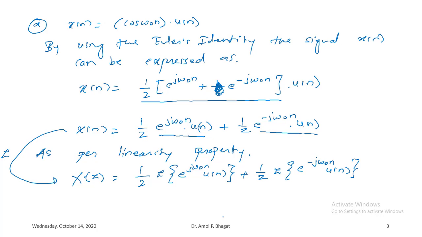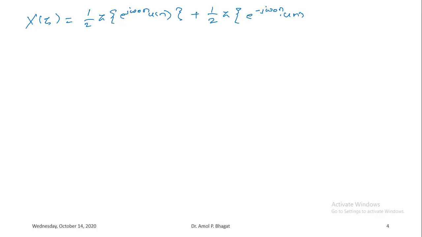Okay. So this is how you will be identifying their respective Z transforms. I will rewrite the last equation here, that is X of z is equal to 1 by 2 the Z transform of e to the power j omega 0 n into u of n, plus 1 by 2 the Z transform of e to the power minus j omega 0 n into u of n.